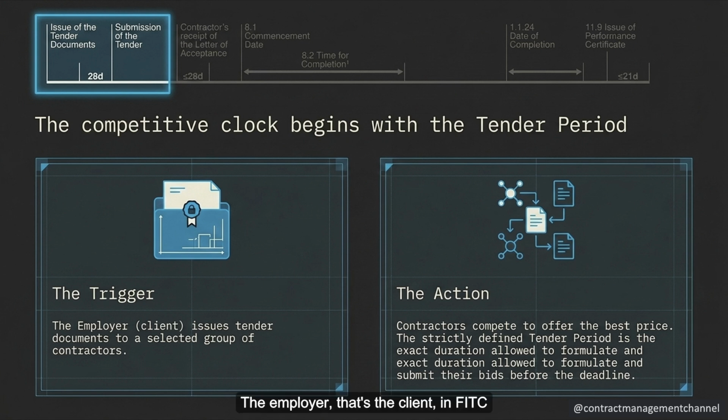The employer, that's the client, in FIDIC terms, issues these documents to a number of contractors, who then compete against each other to offer the best price for the project. Once the tender documents go out, the tender period begins. This is simply the time between issuing the documents and the deadline for contractors to submit their bids. Now, 28 days before that submission deadline, we hit an important milestone called the base date.